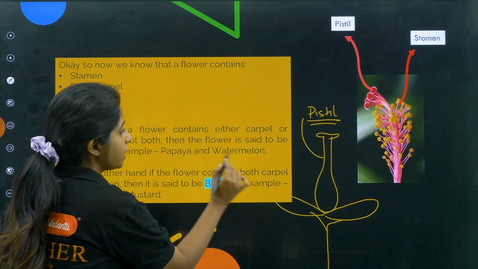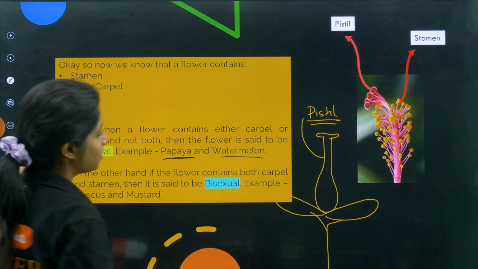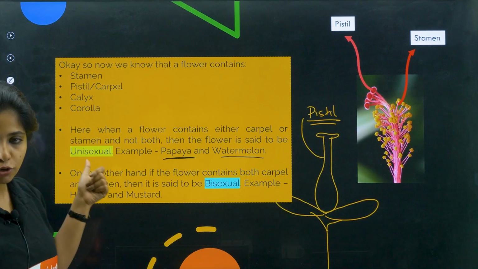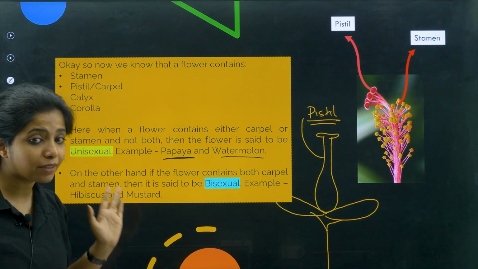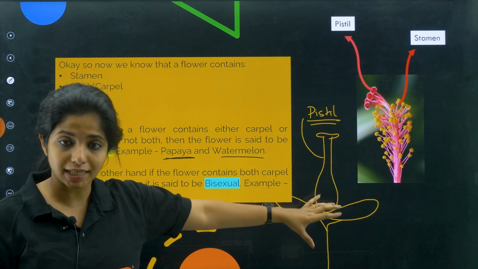You can see this in papaya and watermelon. PW. Okay, I'm not promoting any other coaching center, but still. So it is papaya and watermelon which you can remember for unisexual flowers. This is there in your book. This is not something that I am adding. You have to remember it. Unisexual flowers means there is only one sex in a flower.